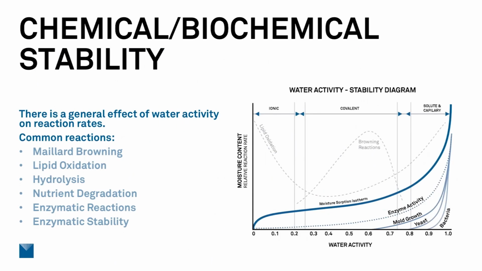So I wanted to point out briefly this chemical and biochemical stability chart. It's important to understand that water activity can influence the reaction rates of various types of chemical reactions that occur in food and pharmaceuticals. This is a graph that was developed years ago by Dr. Ted Labuza. And you can see that most of the reaction rates increase at water activities around 0.6 or so. We can see some of the ones we've already discussed. We can see where bacteria lies, where yeast, where mold grows. But there's also some other things on here like enzymatic activity.